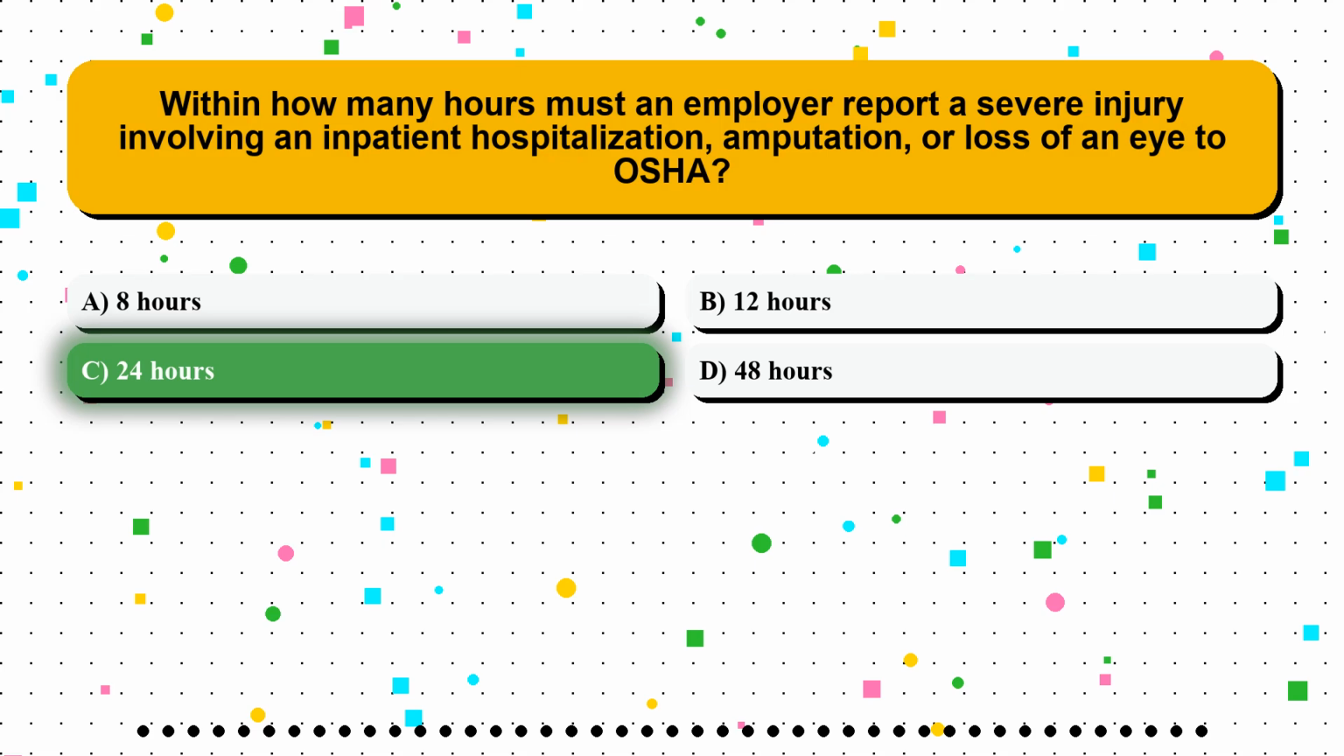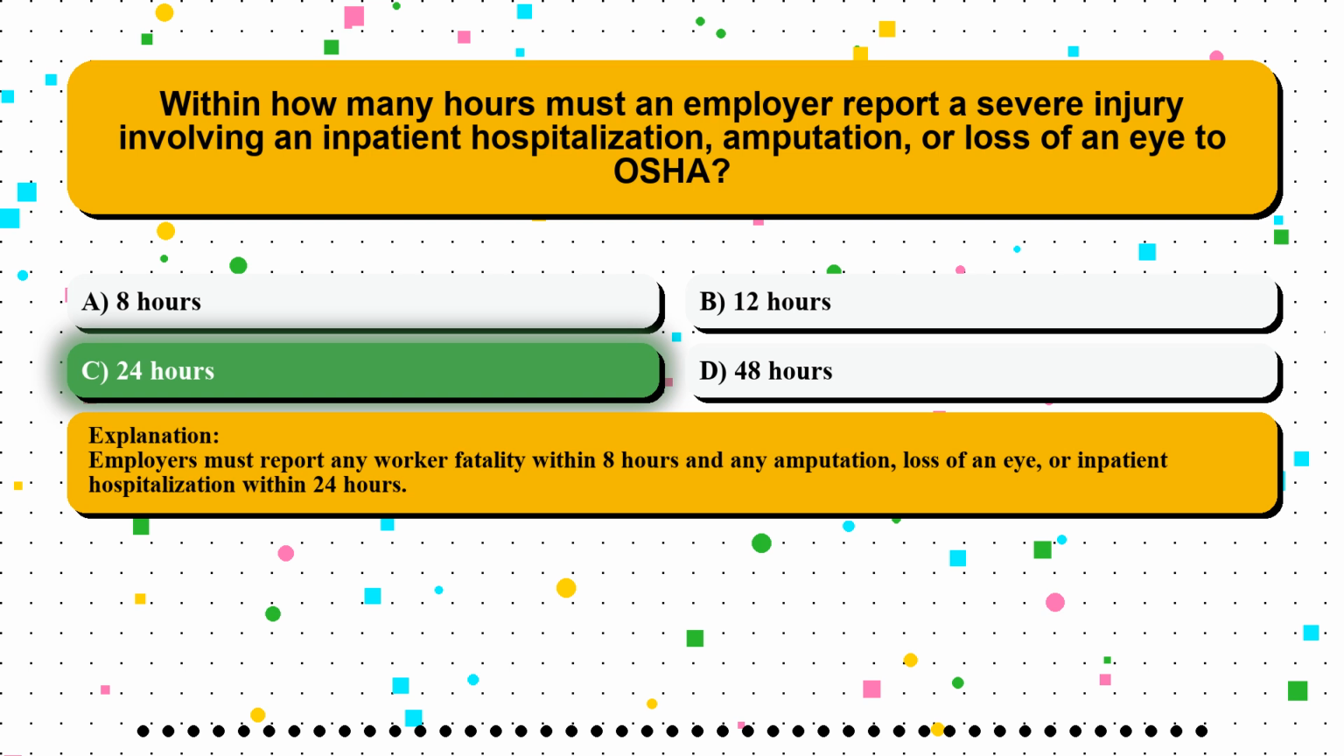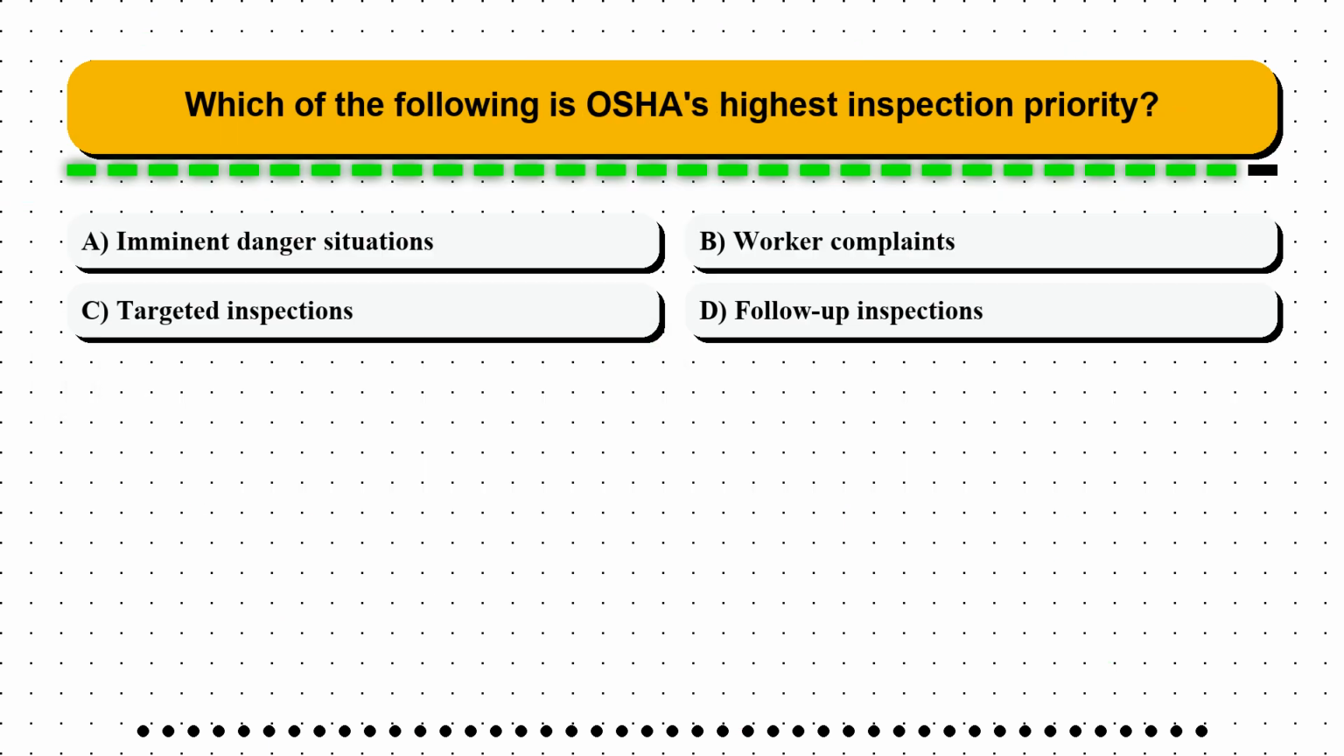The correct answer is option C, 24 hours. Employers must report any worker fatality within 8 hours and any amputation, loss of an eye, or inpatient hospitalization within 24 hours.